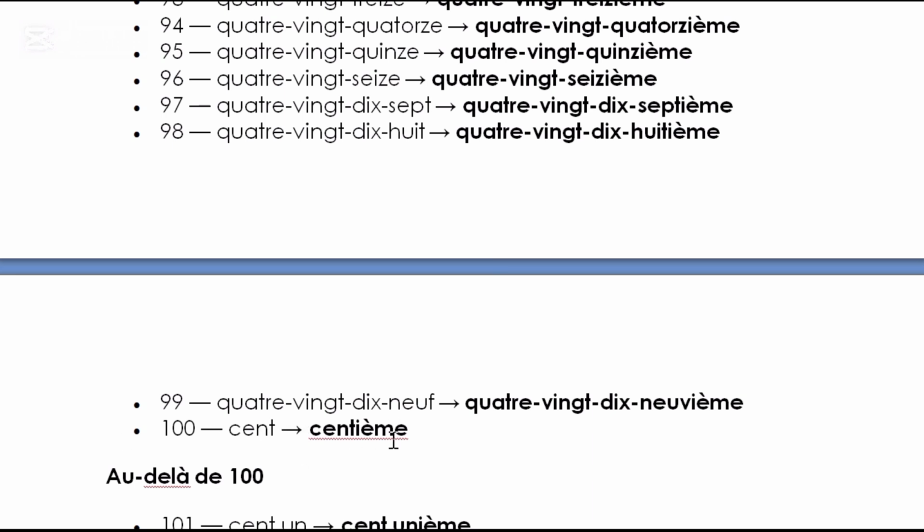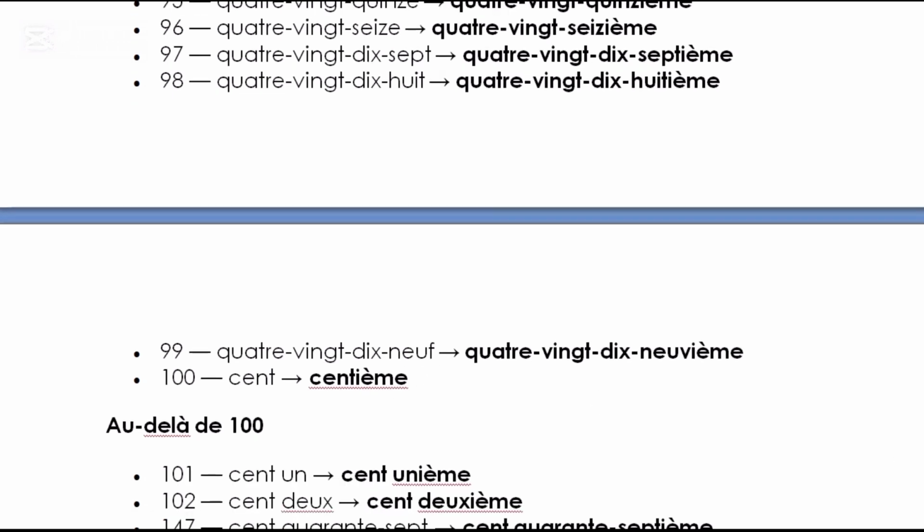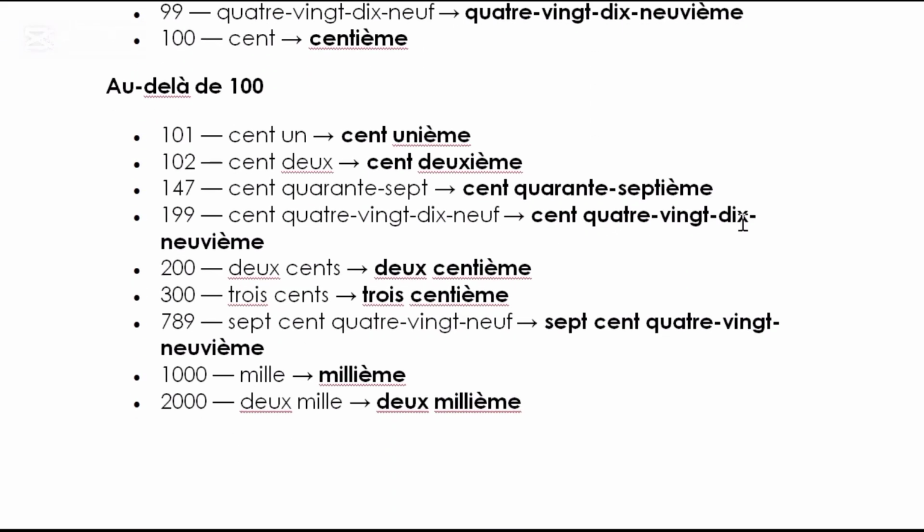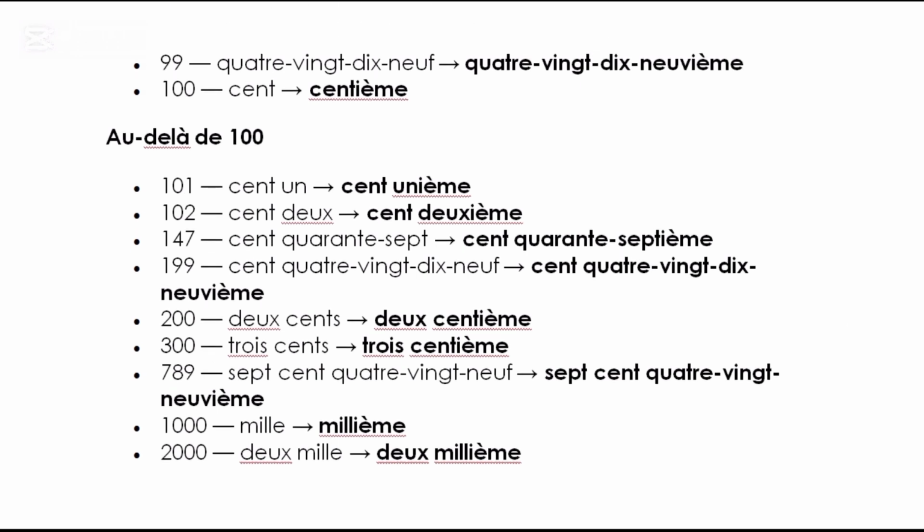Beyond 100, au-delà de 100, for example, 101 is cent un, so it will be centunième. It's just this, and you put ième. Cent deuxième. 300 will be trois centième. 1000 will be millième. You remove the E and you put ième. So that is it, and it is very, very easy.